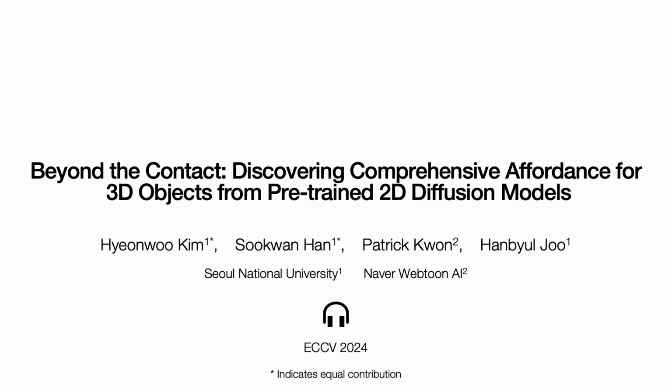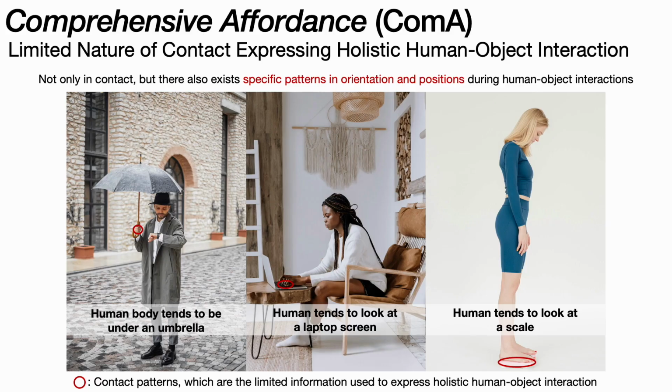We present Beyond the Contact, discovering comprehensive affordance for 3D objects from pre-trained 2D diffusion models. Traditional affordances mainly focus on learning contact during human-object interactions. However, there are specific patterns exhibited during human-object interactions which cannot be expressed solely through contact, such as relative orientations and positions. In this paper, we focus on learning the holistic aspects of human-object interactions which go beyond the contact.